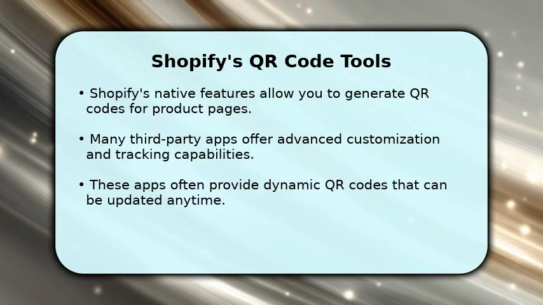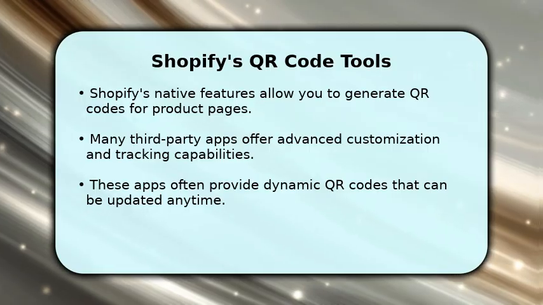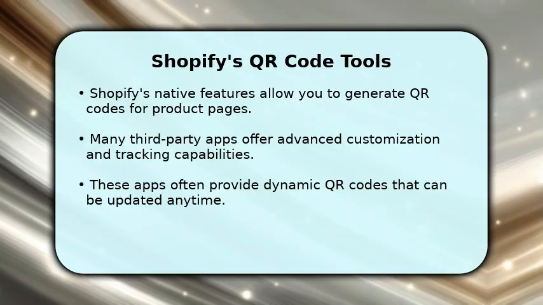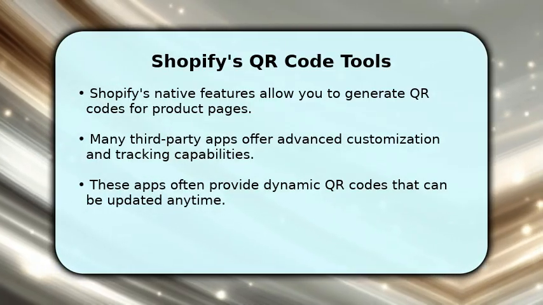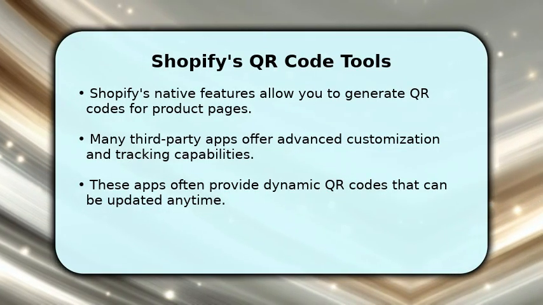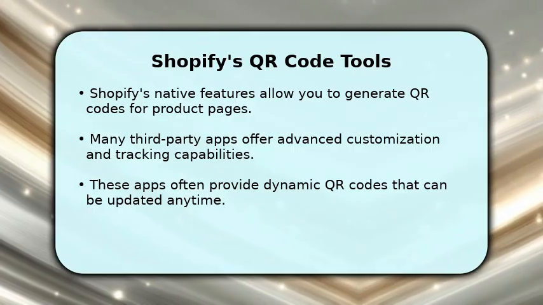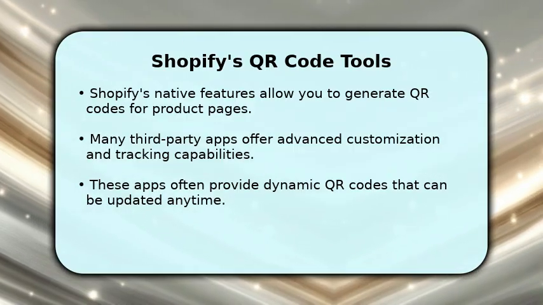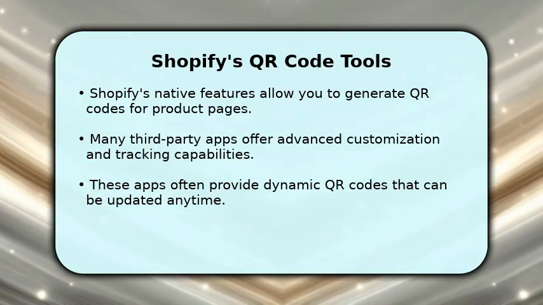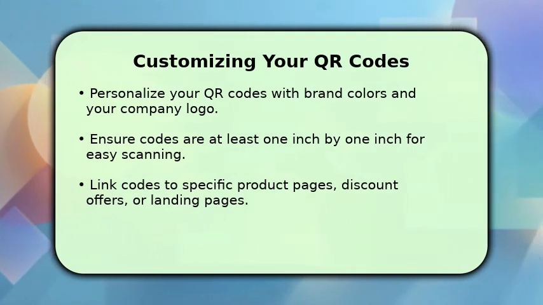Shopify offers built-in functionality to create QR codes, especially for individual product pages, making it simple to link directly to an item. For more advanced needs, like custom designs, bulk generation, or detailed analytics, exploring the Shopify App Store is highly recommended. Many apps provide dynamic QR codes, allowing you to change the link destination without reprinting the code, offering great flexibility.